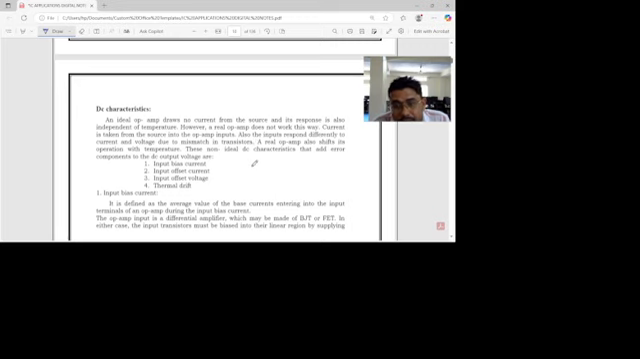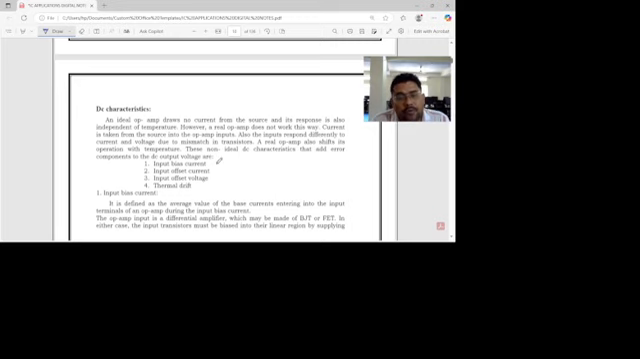A real op-amp also shifts its operation with temperature, meaning its output changes as temperature changes, because the op-amp is designed using different types of transistors. In transistors the input offset voltage changes, the internal base-emitter voltage also changes, and all these parameters change. So that's why the output of the op-amp will also change as temperature changes. These non-ideal DC characteristics add an error component to the DC output voltage.